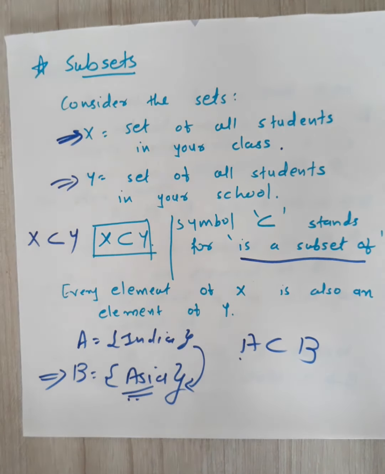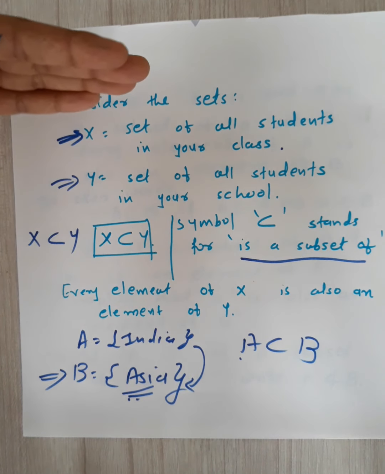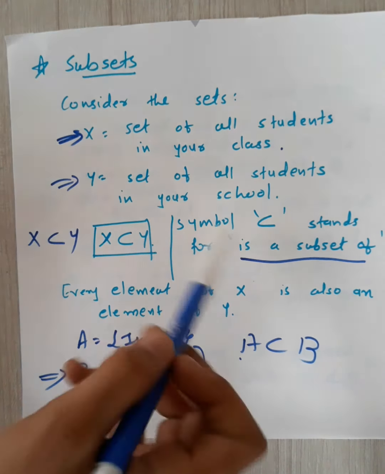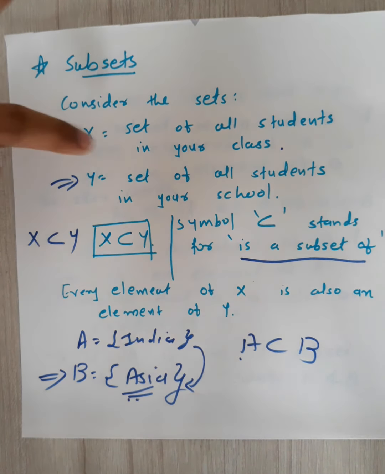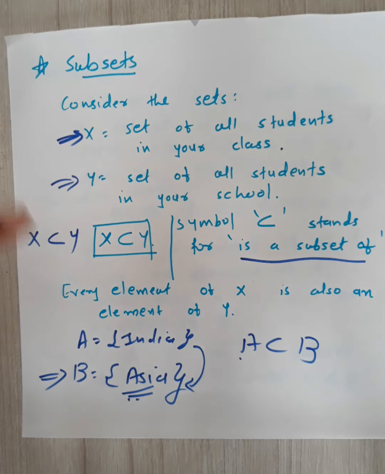I hope you understood the concept of subset, that one set has some elements and the second set has some elements. But if all the elements of the first set are present in the second set, then we can write X is a subset of Y. All the elements, not even one is missing.